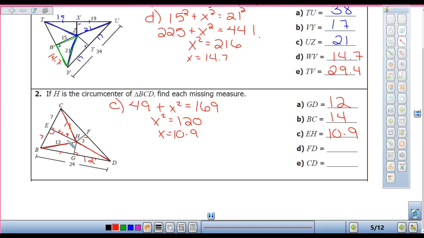FD. I don't know if there's more to find FD. What's HD? 13. This is equidistant, so it's the same as VH. So to find FD, I've got to use old Pythagorean again.